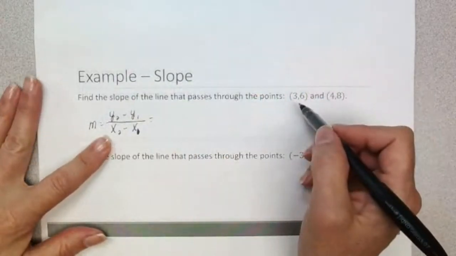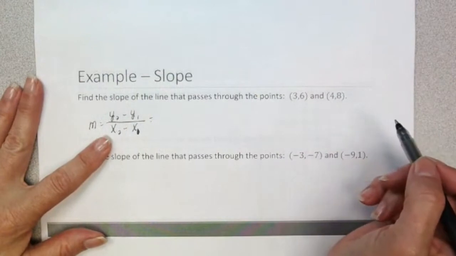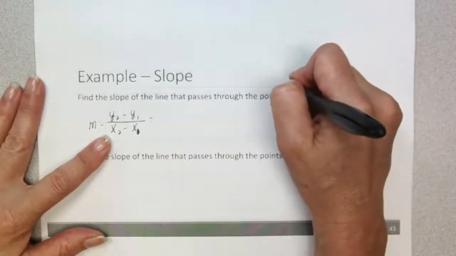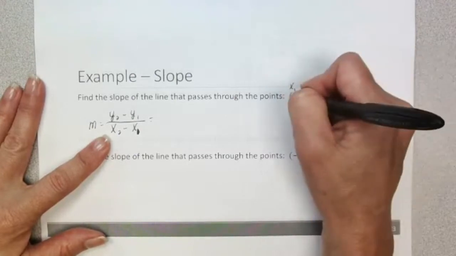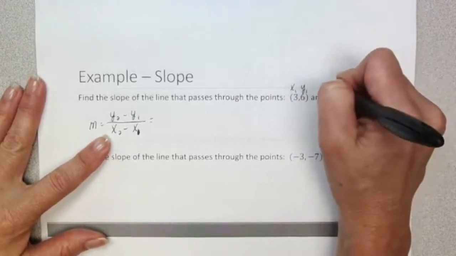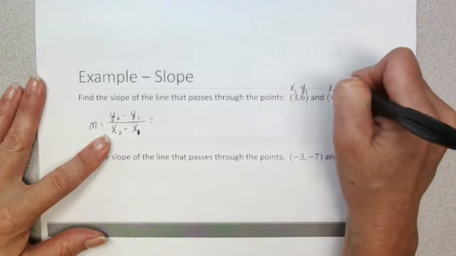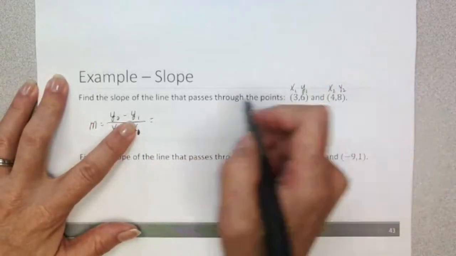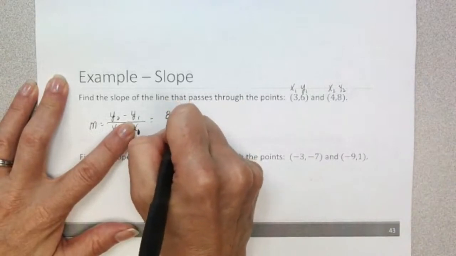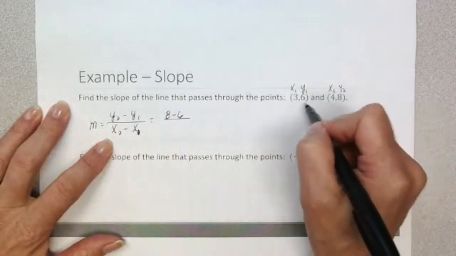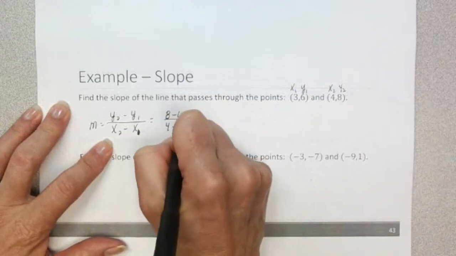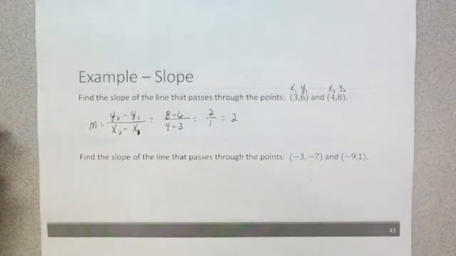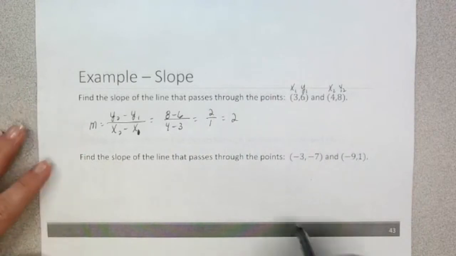We need one point to be x1, y1, the other to be x2, y2, and it doesn't matter which one. Maybe I'll just let this be x1, y1 since it appears first. And then I'll let 4, 8 be my x2 and my y2 since it appears second. So y2 minus y1, that's going to be 8 minus 6 over x2 minus x1, that's going to be 4 minus 3, or 2 over 1, which of course is just 2.